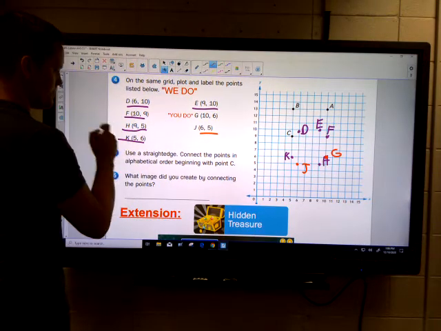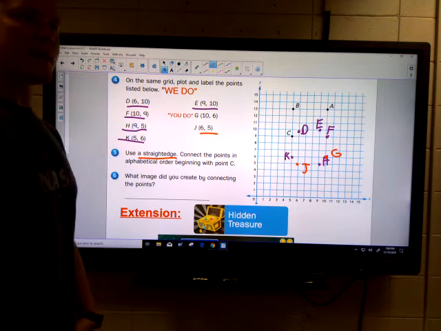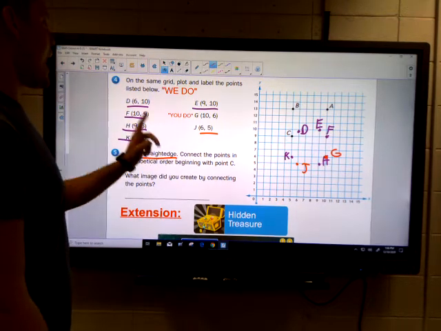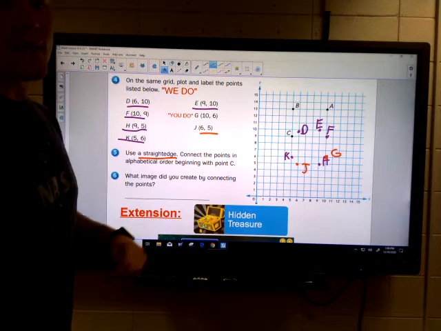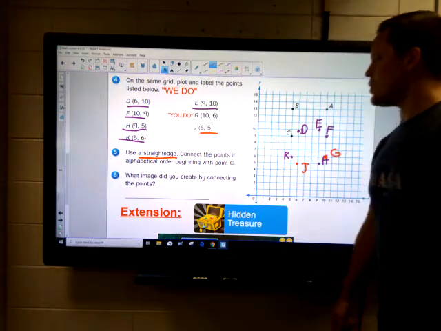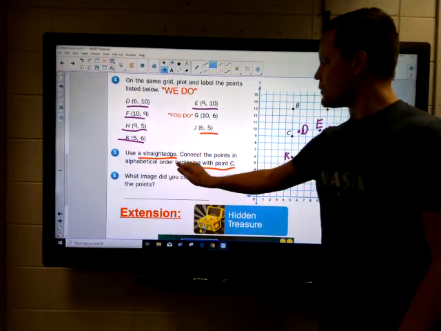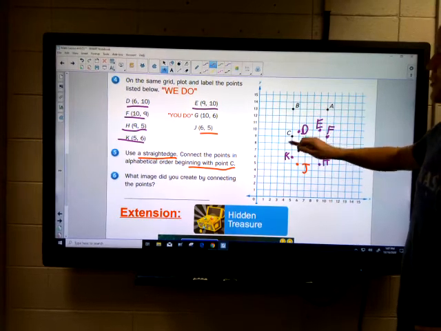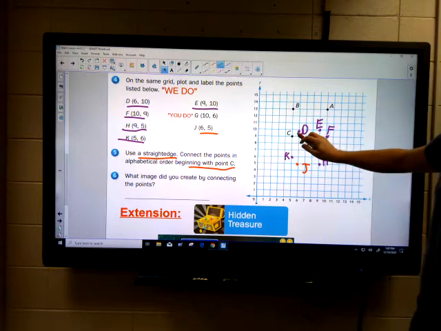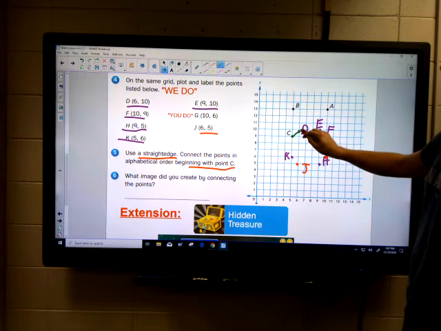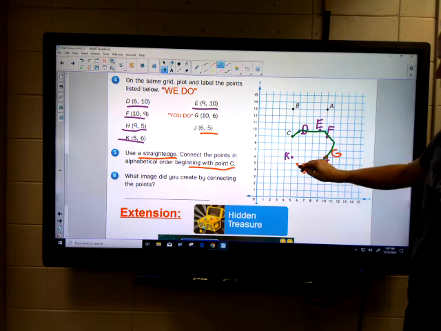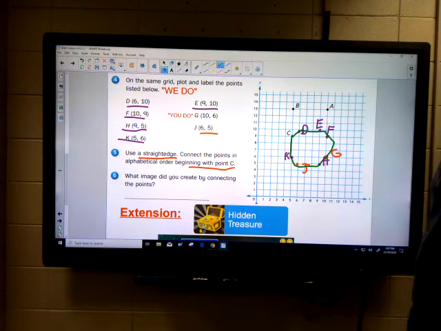Like I said, we can always use a straight edge, like a piece of paper, maybe a bookmark that you have around. It tells us connect the points in alphabetical order beginning with point C. Let's see if it makes something. Let's begin with point C going in alphabetical order. So we have to begin with point C. So we're not going to B. Alphabetical order tells us that we would do D first after C. So C, D, E, F, G, H, J, K, C.